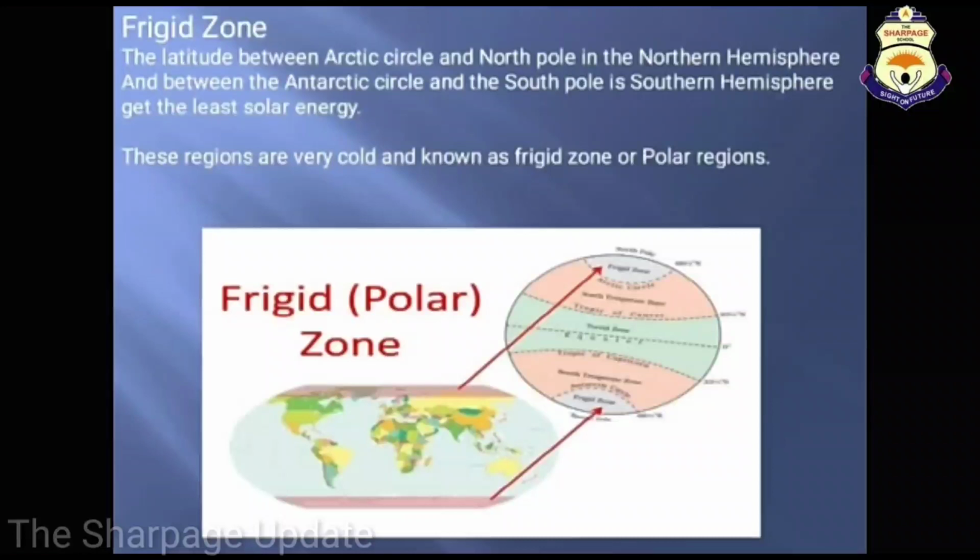Next, moving on to the frigid zone. These are the latitudes between the Arctic Circle and the North Pole in the northern hemisphere and between the Antarctic Circle and the South Pole in the southern hemisphere. They get the least amount of sun rays. So, that is the reason they are very cold and known as frigid zone or polar region.